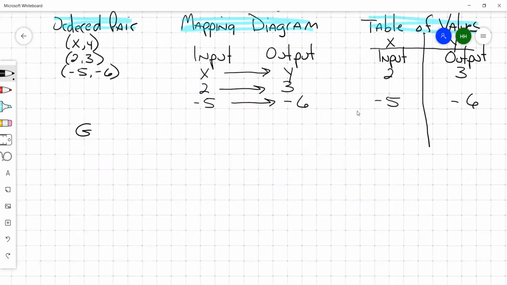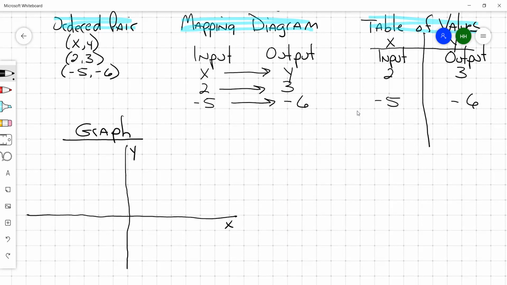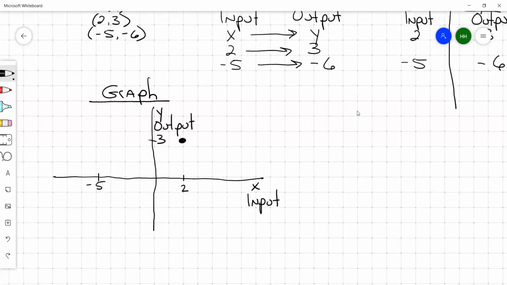And then the 4th way is by a graph, on the coordinate plane, where you have your x-axis and your y-axis. Your x-axis is also your input axis. The y-axis is also your output. So a way to express this relation would be on a graph. If you had the point (2, 3) right here, and the point (-5, -6), those are the 4 different ways you can express a relation. Inputs and outputs. Everybody okay with that?